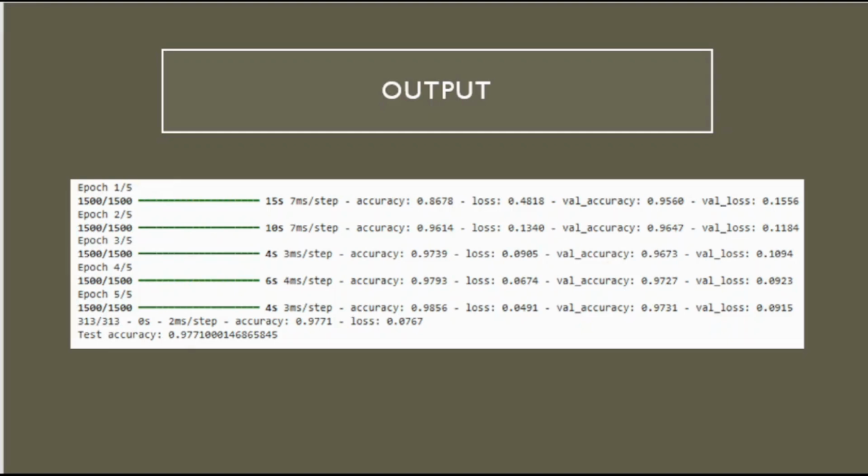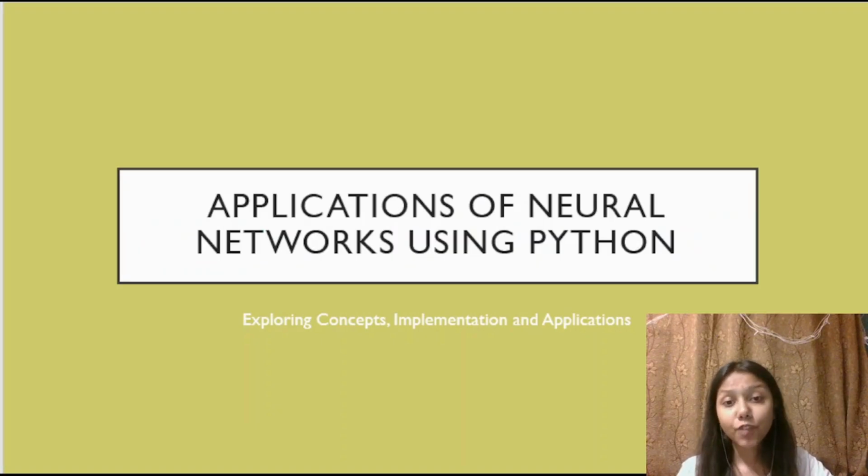This high accuracy shows that our model has successfully learned the patterns in the MNIST dataset and is generalizing well to unseen data. Let's summarize what we learned today. Neural networks mimic the human brain and learn from data through layers of interconnected neurons. In our image classification example, we used a neural network to classify handwritten digits with high accuracy. Neural networks are revolutionizing industries, and I hope this video inspires you to explore them further.